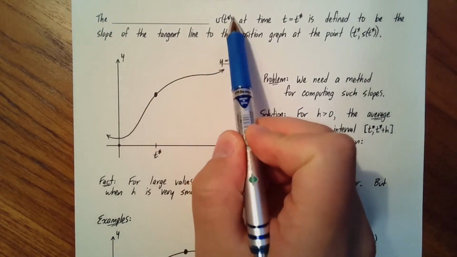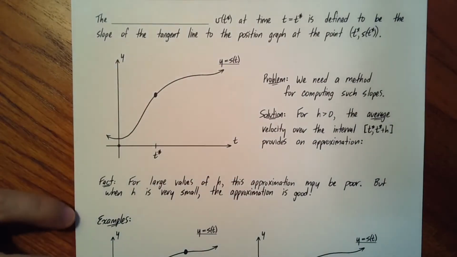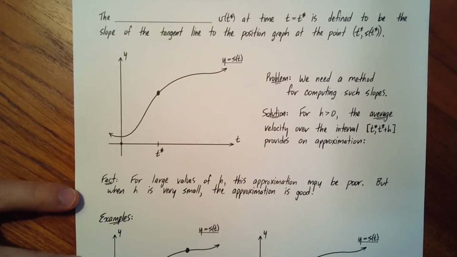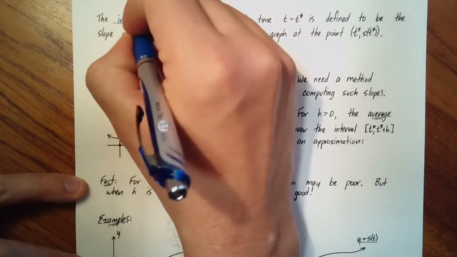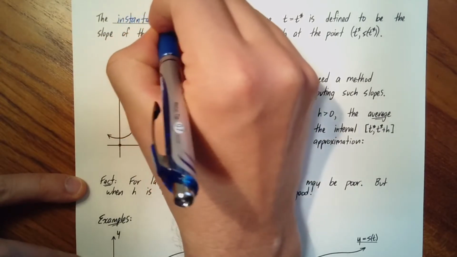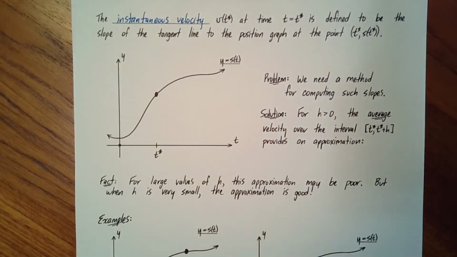And then v of t star is going to be the notation that represents the instantaneous velocity of this object that's traveling in one dimension. So let's fill that in, the instantaneous velocity. And what is it defined to be?